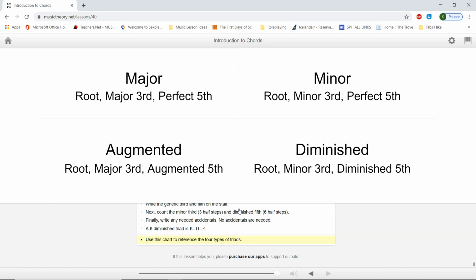Another way you can think about these chords is thinking of major and minor as what they are, happy, sad. Think of augmented as extra happy and diminished as extra sad. Okay, that's how composers use these chords in their music.